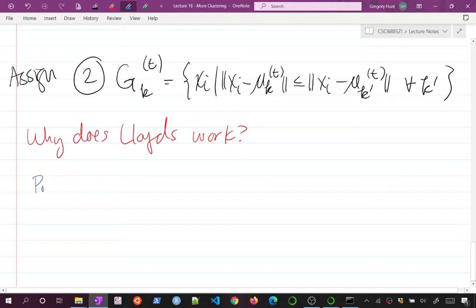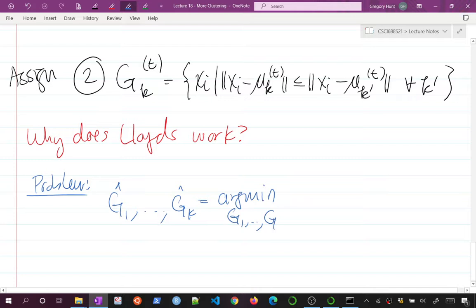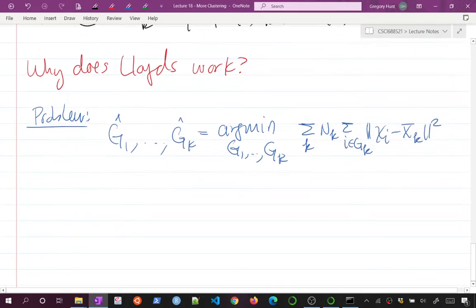So let me state the problem that we wanted to solve. We wanted our estimated groups, or our clustered groups, G1 to GK, to be the groups that minimize W. What did we write this as? We said that this was the sum over K of NK times the sum over i in group K of xi minus the mean for that group, squared. So that's the problem that we want to solve.